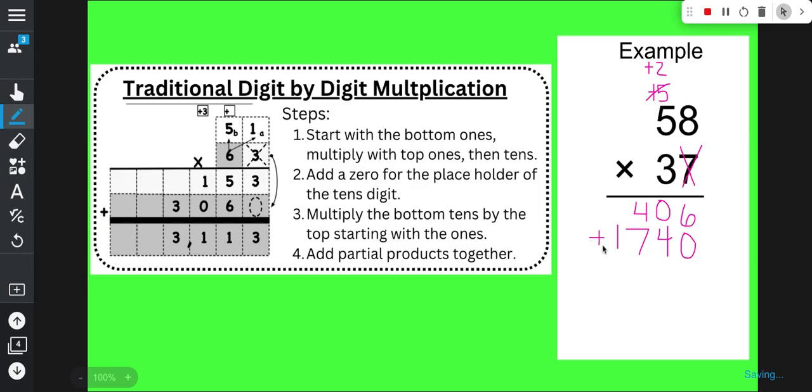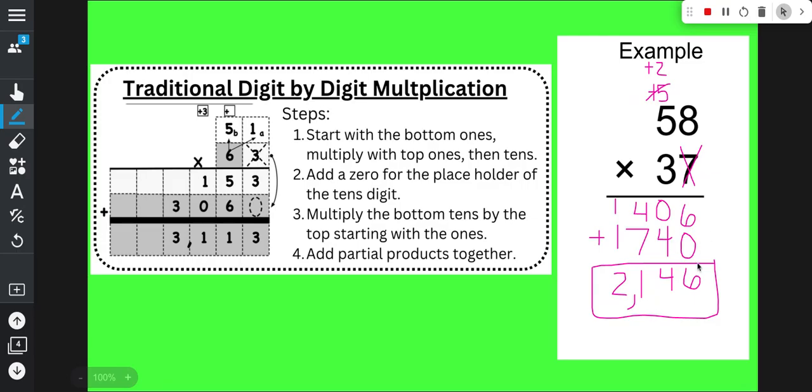We now need to add our partial products together in this problem. 6 plus 0 is 6. 0 plus 4 is 4. 4 plus 7 is 11. Carry our 1, and 1 plus 1 is 2. So we get the answer of 2,146.